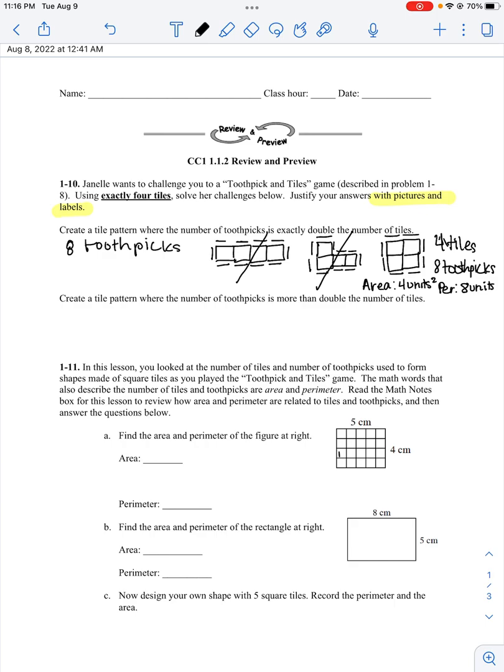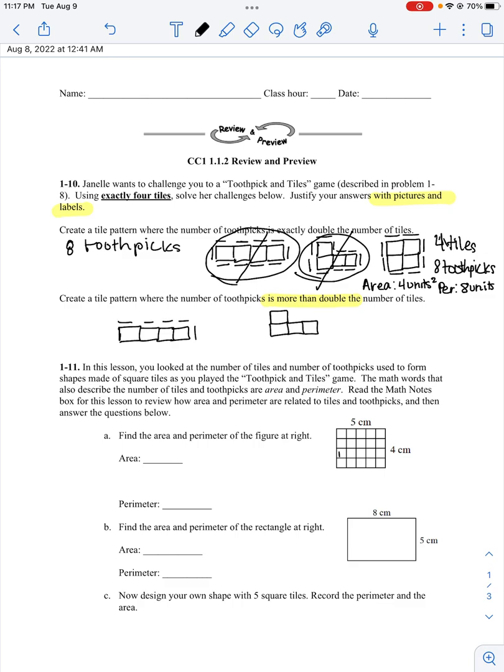Okay, moving to Janelle's second challenge. We need to create a tile pattern where the number of toothpicks is more than double, more than 8. We already did that. Either of the 2 patterns, here or here, will work because both had 10 toothpicks. So I'm just going to copy one or both of the patterns. Make sure I draw my toothpicks.